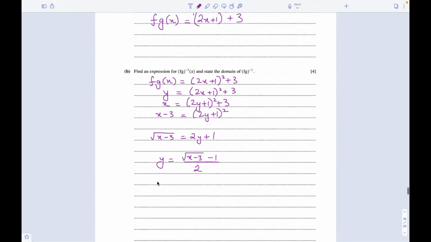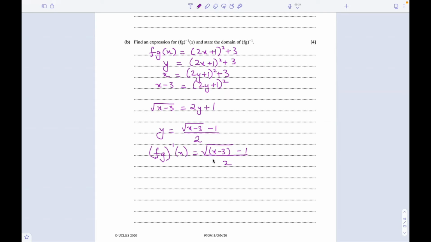Now we have fg inverse of x, which is equal to the square root of x minus 3, minus 1, divided by 2. Now for the domain, basically the domain are the x values. Now we know that the values of x cannot be less than 3, as if it is less than 3, we'll have a negative value in the square root, where the solution will not be possible. So the values of x must be greater than 3. Any value for x less than 3, there will be no solutions. So x must be taken as greater than 3.